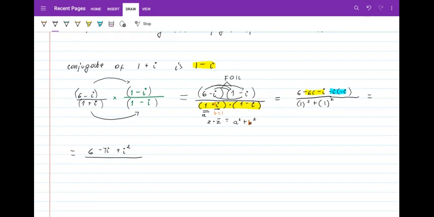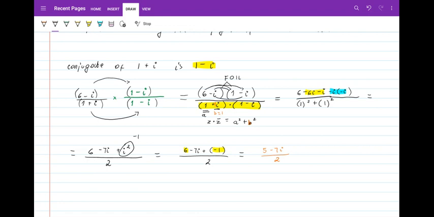And from complex times its conjugate, we're getting 1 squared plus 1 squared, so that will give us 2. Of course, we still remember that i squared is just negative 1. So we have 6 minus 7i plus negative 1 divided by 2. Combine like terms. 6 minus 1 will give us 5. So we have 5 minus 7i divided by 2.